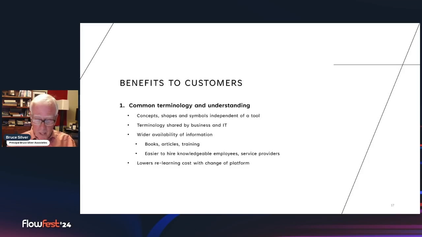There is a much wider availability of information about these technologies through tool-independent books, websites, and training, down to the details of modeling and automation. And this, in turn, makes it easier to hire employees and engage service providers already conversant and experienced in the technology. It also lowers the relearning cost if it becomes necessary to switch platform vendors.